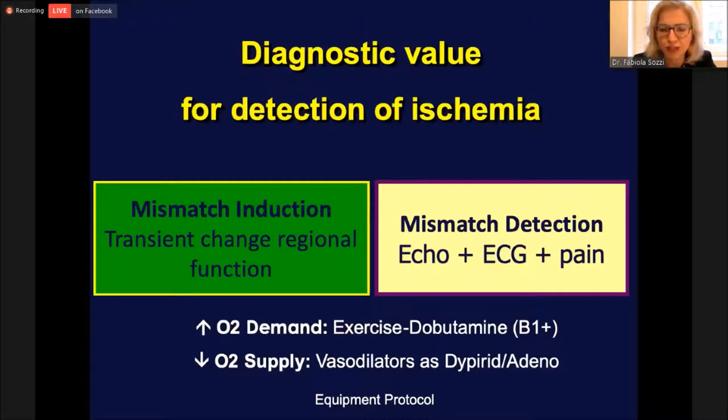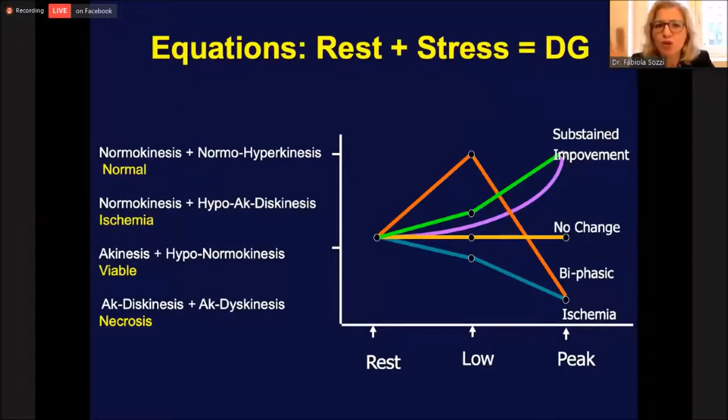There is still a phenomenon related to the decrease of oxygen due to the change in supply. We look for wall motion abnormalities at rest, during stress and during recovery. So when we look for ischemia, we expect normal function at rest, normal kinesis, like we have here. And then during stress, we have a worsening. This is ischemia. A worsening can be at low dose, at peak or at recovery. We can also have a biphasic response, like in this case, improvement at low dose and worsening at peak. This is a type of ischemia. Normal stress echo means normal function at rest, during stress, and during recovery.